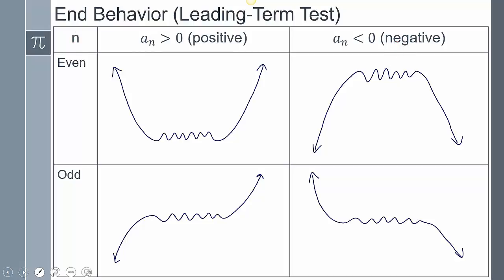If my degree is even and positive, the ends of my graph, my end behavior, are both going to go up to +infinity. My y is going to go up to +infinity. If my leading coefficient is negative, they both go down. When the degree is odd, it's going to go up in one direction and down in the other, and when the coefficient is negative, it flips, because negative means a reflection over the x-axis.